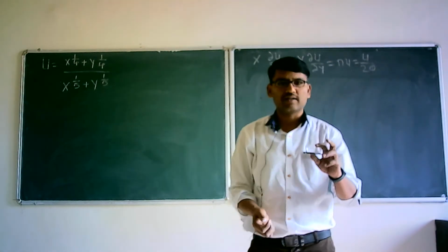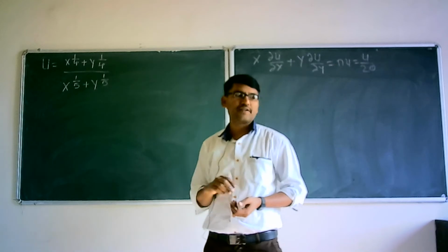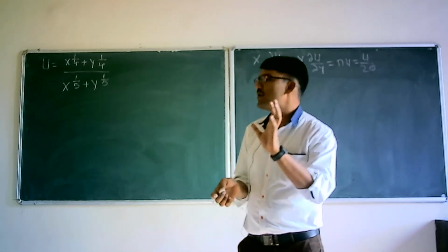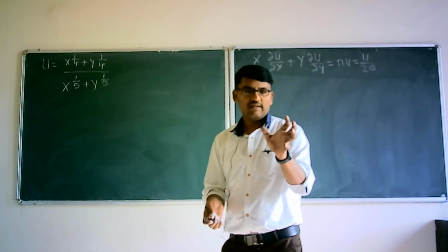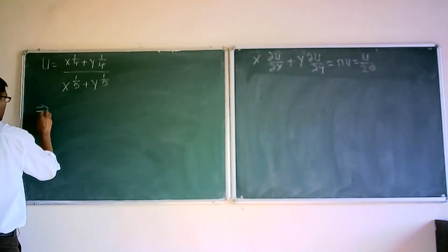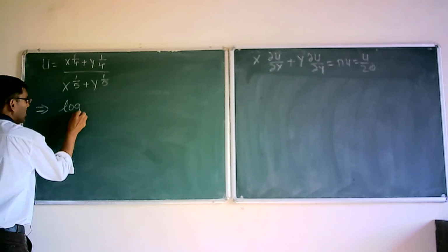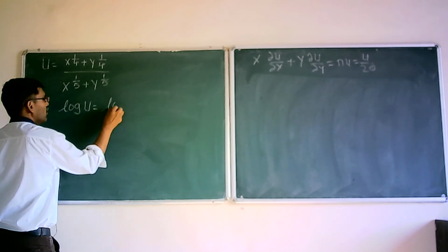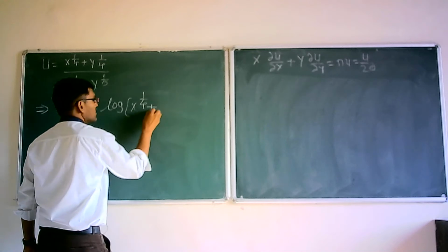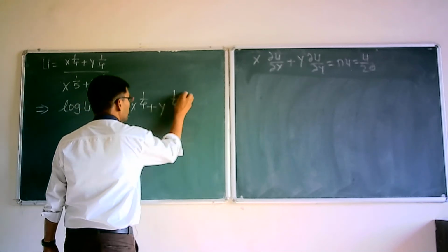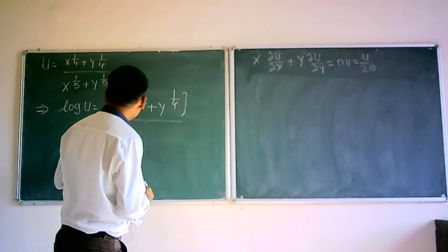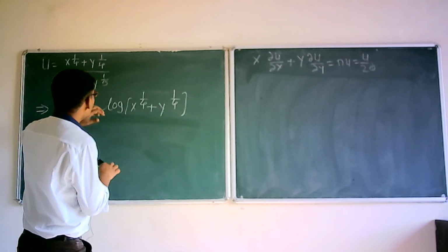Again, there are two methods. You can directly differentiate this function u with respect to x, or, the second method, you can simplify this function by applying log on both sides. So we are going to first simplify this function as log u is equal to log of x raised to 1 by 4 plus y raised to 1 by 4 divided by, now log of a by b is what? Log of a by b.